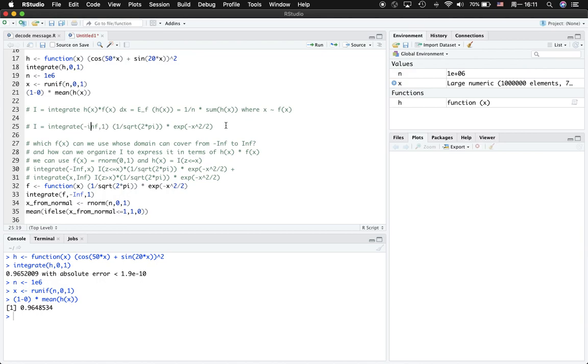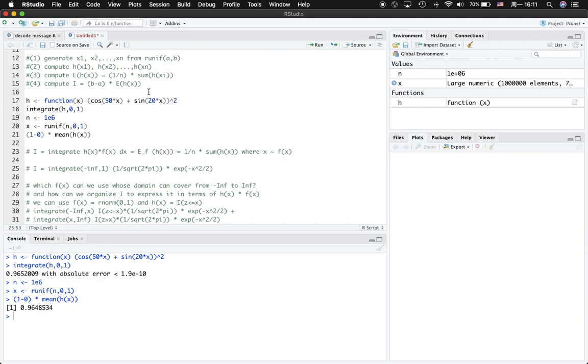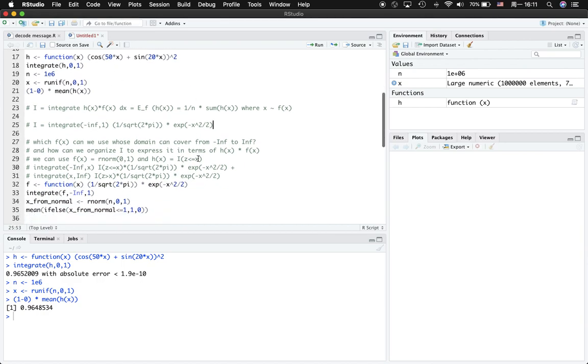Okay, so now let's take a look at this question here. We want to integrate a function here over an interval from negative infinity to 1. So now we cannot use a random uniform distribution, so we need to use some other distribution so that we can cover from negative infinity up to 1 in our example here.